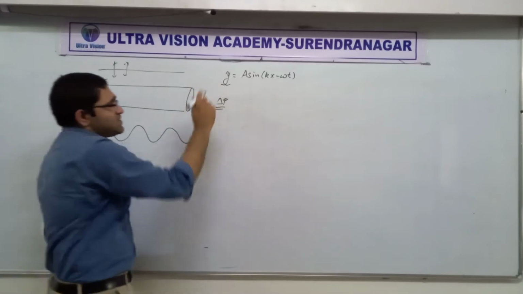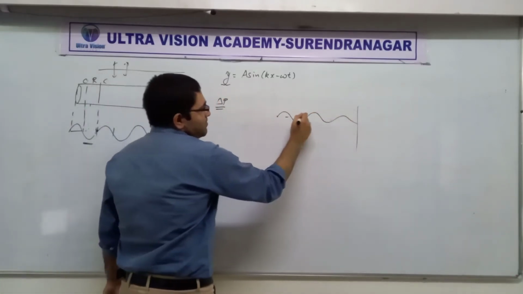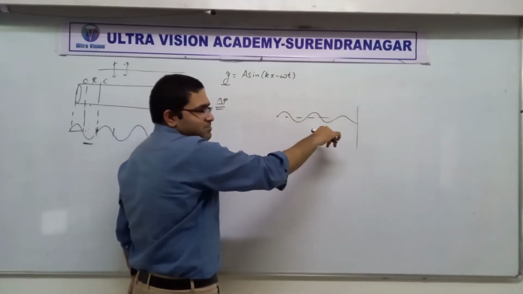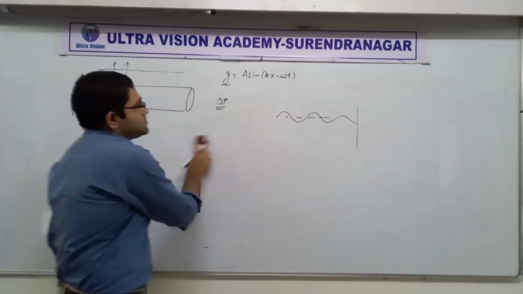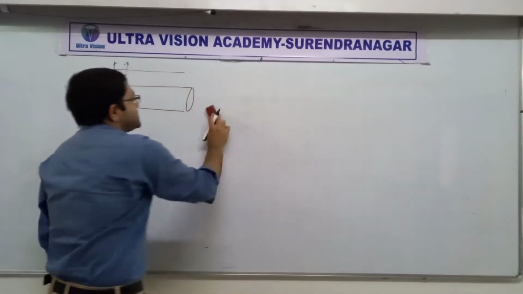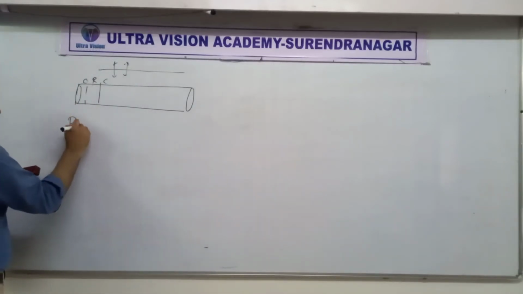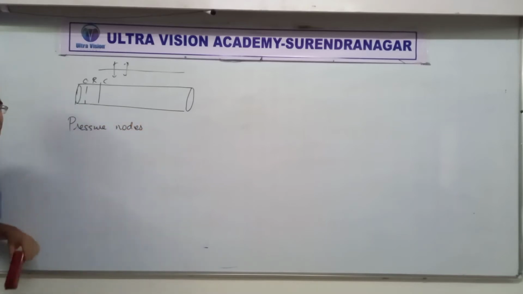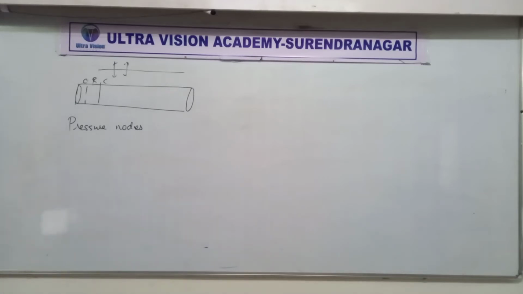Just like here, when we draw the shape of the string for a wave, some particles have positive displacement, some have negative displacement, some have positive displacement, some have negative displacement. Just like that. Fine. So now we were talking about pressure nodes and pressure antinodes when we got an interruption. So let's continue with that.